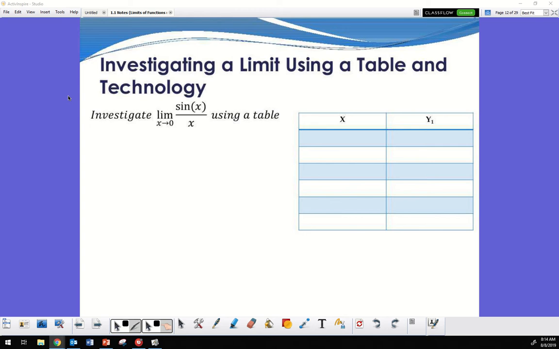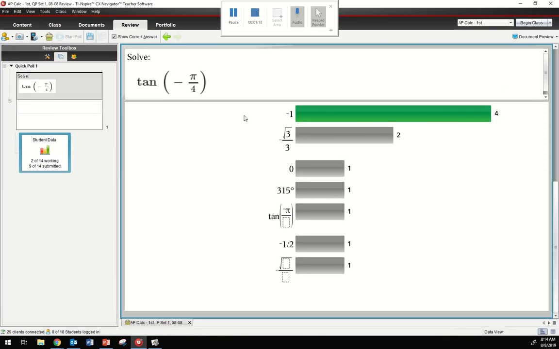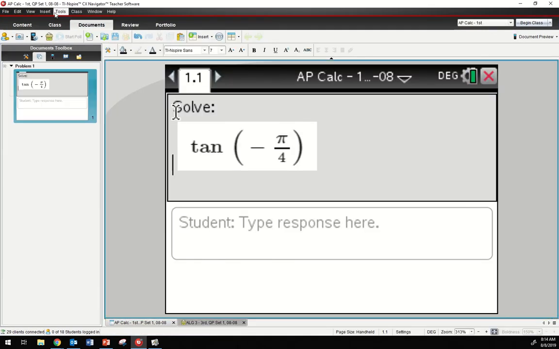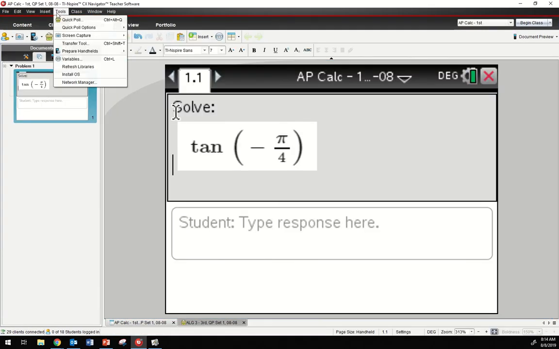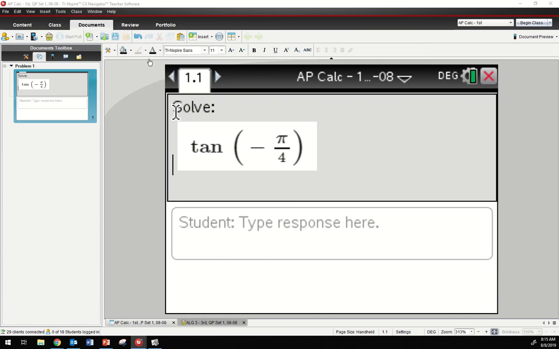Ooh, crap. I got to fix something real quick. I'm going to show you guys how to fix it because I just remembered my other class was doing something different yesterday. Let me go tools, prepare handheld. I'm going to show you guys this later too. Everyone, take a look in the top right-hand corner of your calculator.